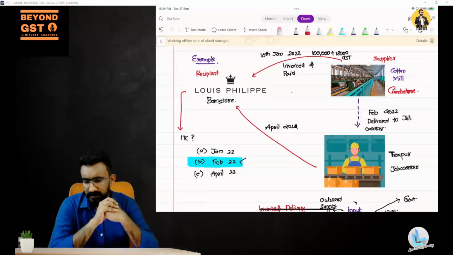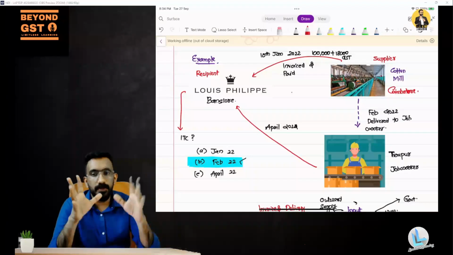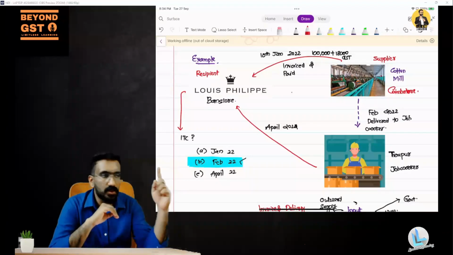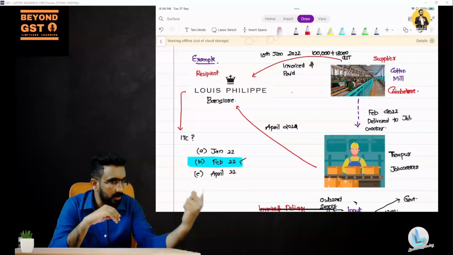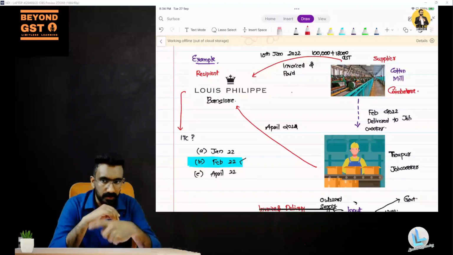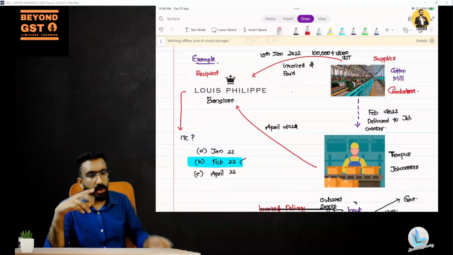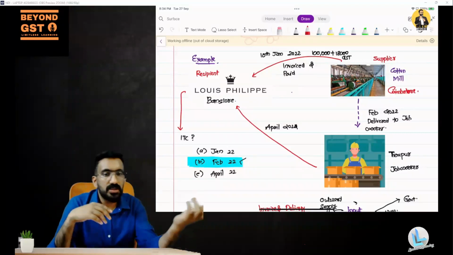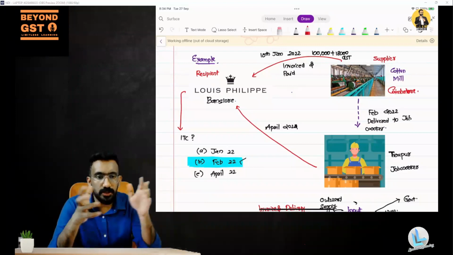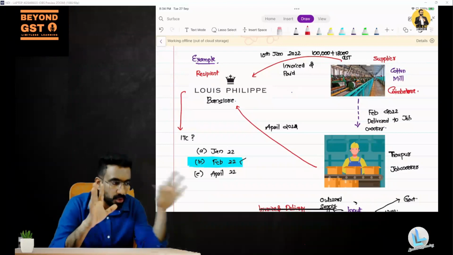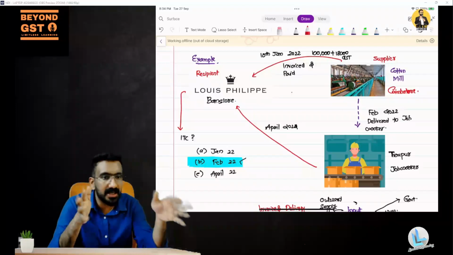There are two options available to Louis Philippe. Okay, you have to tell me which option you would prefer. Option number one, ask the cotton mill to deliver the cotton raw material. Ask the Coimbatore cotton mill to deliver this cotton raw material to the Bangalore office. From the Bangalore office, they'll dispatch it to Tirupur, which is very near to Coimbatore. Option number two, ask the Coimbatore cotton mill to directly deliver this particular cotton raw material to the Tirupur job worker. Now ask the job worker to finish the job work, and after finishing it, the final product will be transferred back to Louis Philippe.